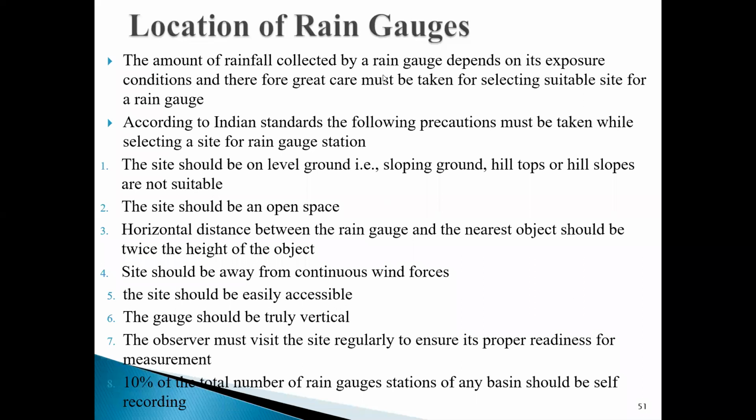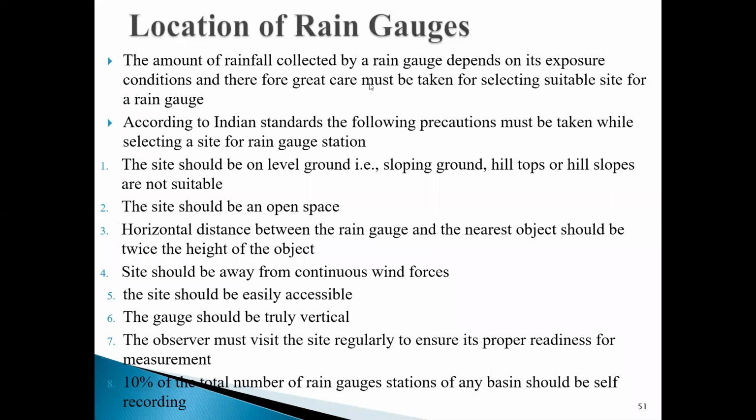So here, the main thing is the surroundings of the rain gauge. There should not be any disturbance like high-rise buildings or any commercial activity or any other construction activity around this rain gauge, because it will affect the catch of the rain gauge. So the amount of rainfall collected mainly depends on its exposure, that is the surrounding condition around the rain gauge, and hence great care must be taken for selecting a suitable site.